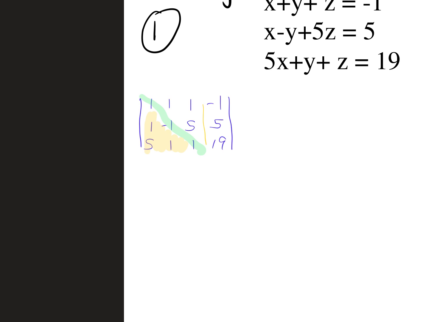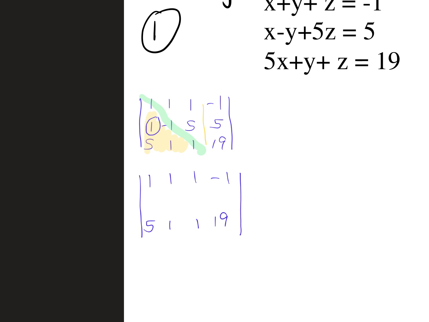Whatever you leave alone, go ahead and rewrite. So you say, okay, I'm not changing that. I'm not doing anything to it. So 1, 1, 1, -1. I am going to work on this piece right here. That is what I want to change. I want to change that to a 0. So that means I'm going to leave the third row alone. I'm going to go ahead and rewrite it.